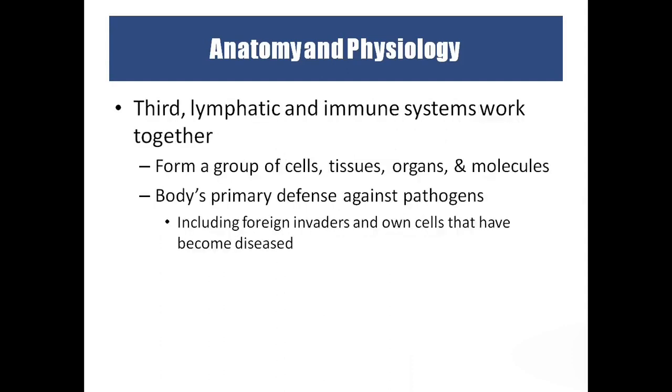And thirdly, the lymphatic and immune network works together. There is a group of cells, tissues, organs, and molecules. These are nothing but a primary defense against pathogens. Pathogens means disease-causing agents.